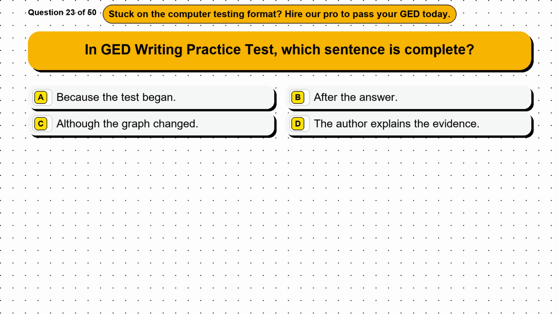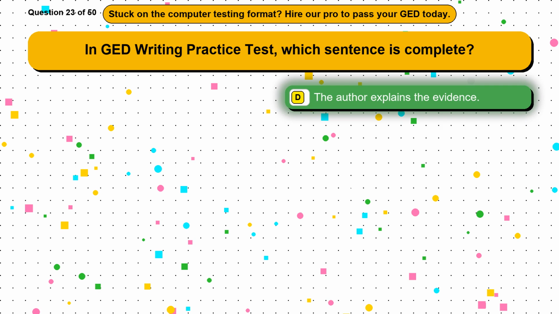Question 23. In GED Writing Practice Test, which sentence is complete? Option A, Because the test began. Option B, After the answer. Option C, Although the graph changed. Option D, The author explains the evidence. The correct answer is option D. The author explains the evidence.